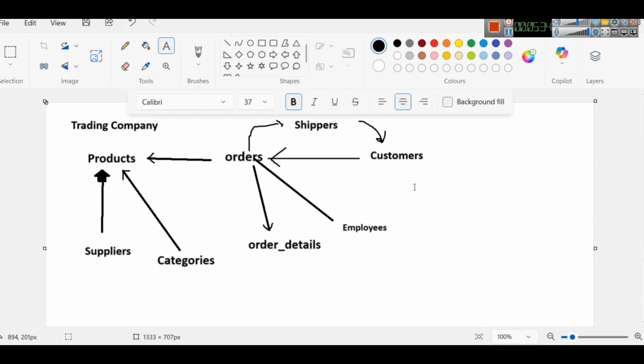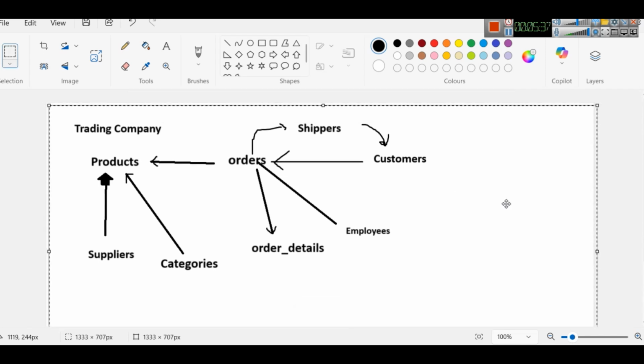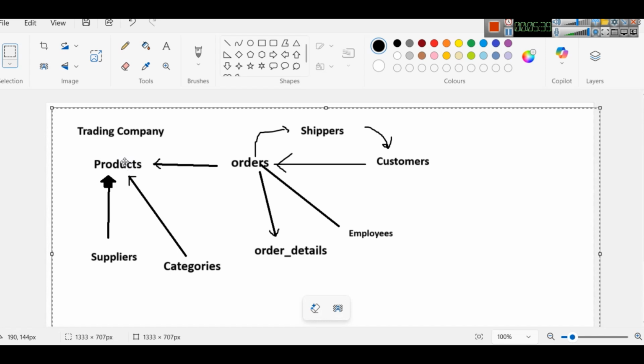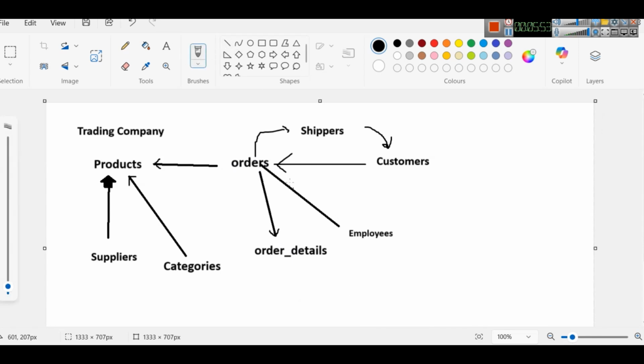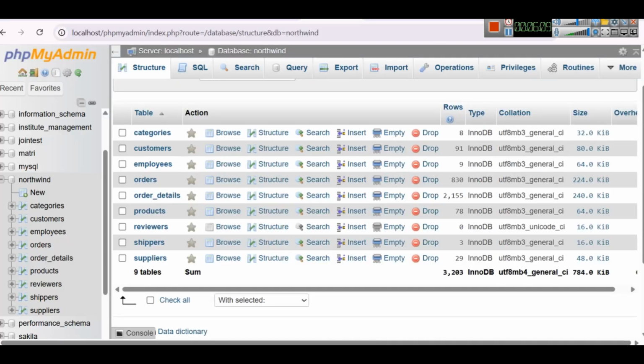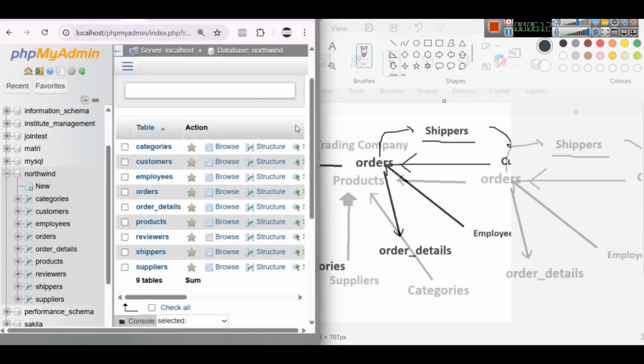So is this simple flow diagram clear to you guys? There are products, and suppliers are providing those products. Every product has a category. Then customers are making orders. These orders have order details. Employees are processing the orders. And then orders are being shipped via different shippers to customers. This is how it is going on. When you look at the database, you will understand this. Now just look at the database.